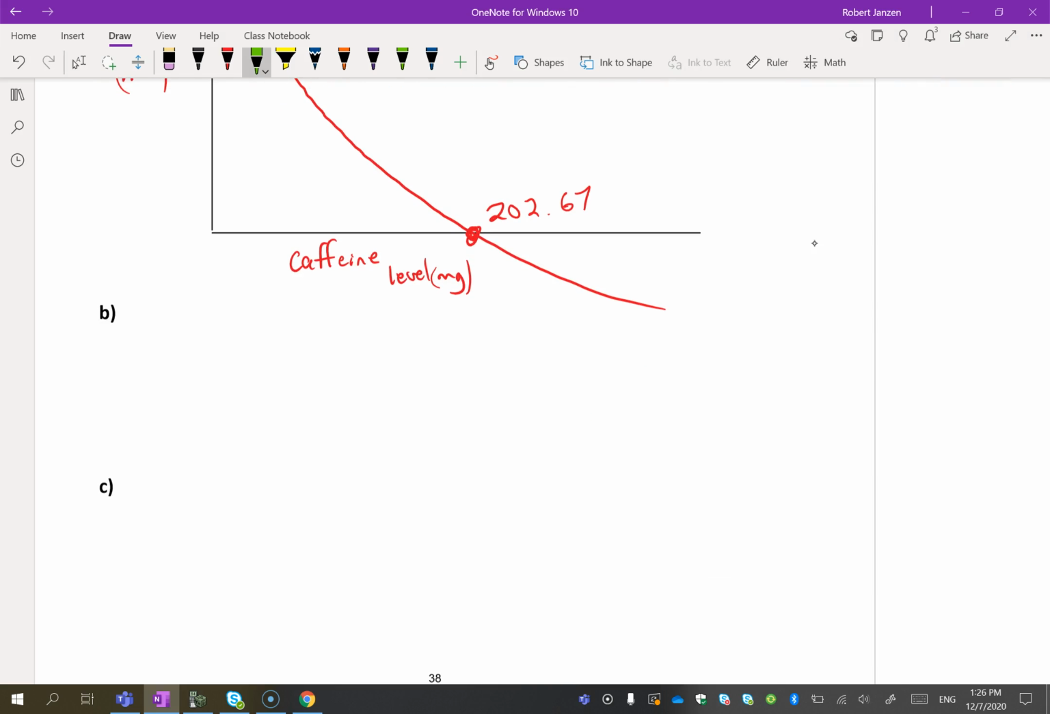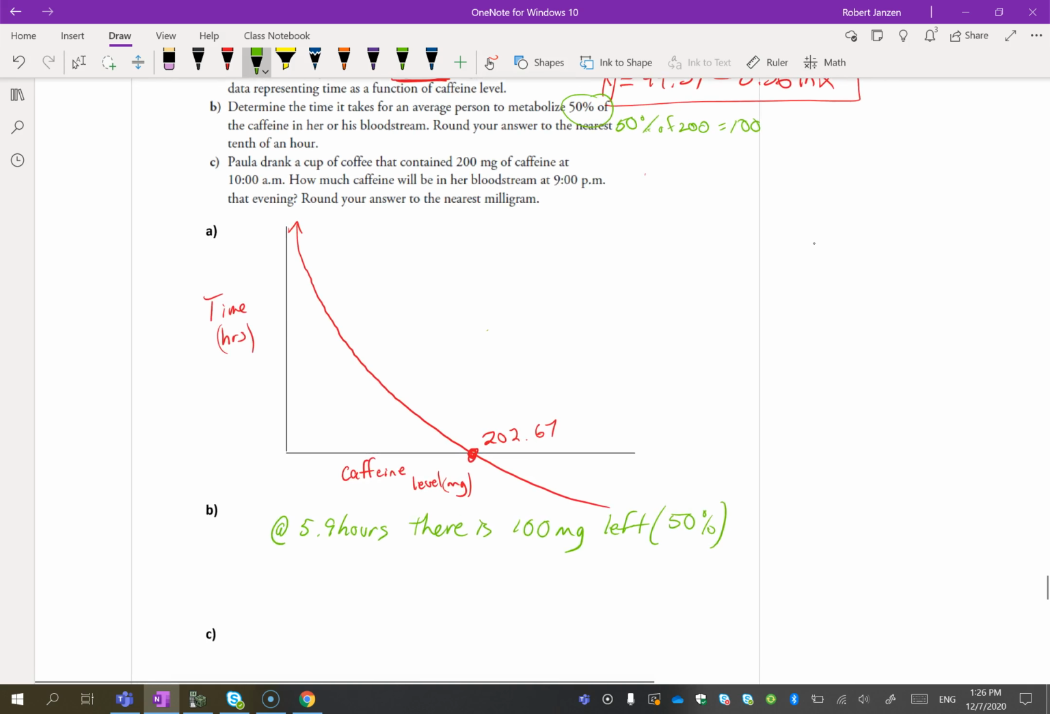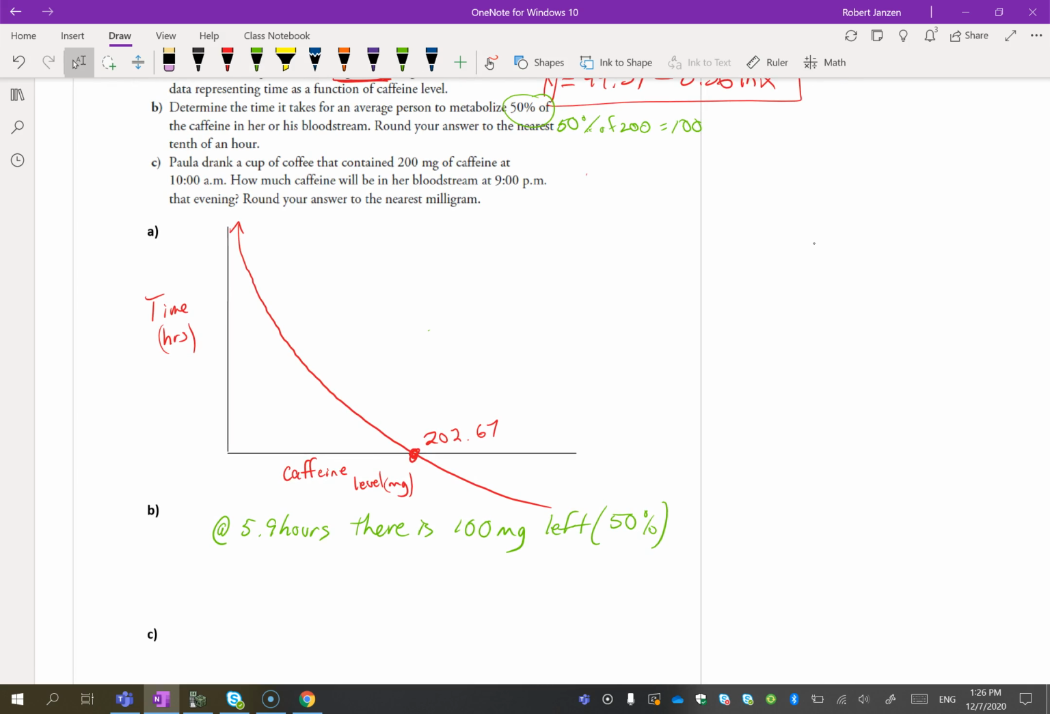Okay, so at 5.9 hours, there is 100 milligrams left. And we'll put in brackets, that's 50%. Okay. Now don't forget, that's not everybody, that's average. Determine, okay, it said average person. With all this data, those are all different people.